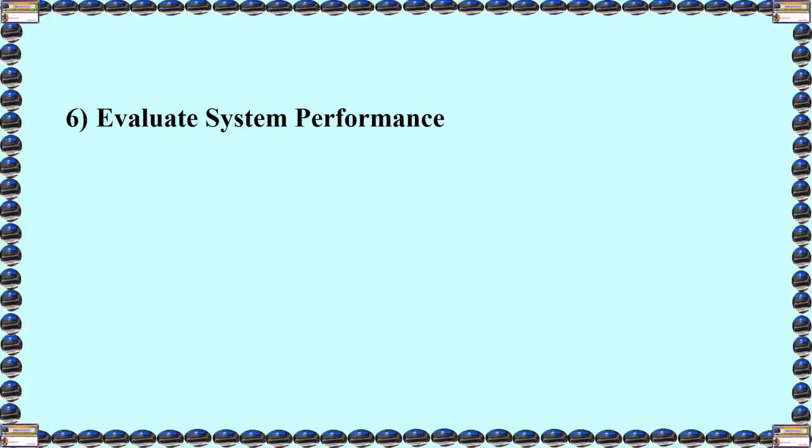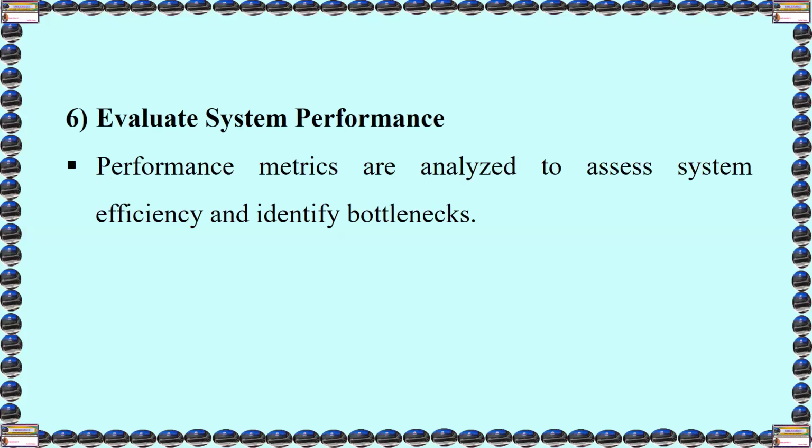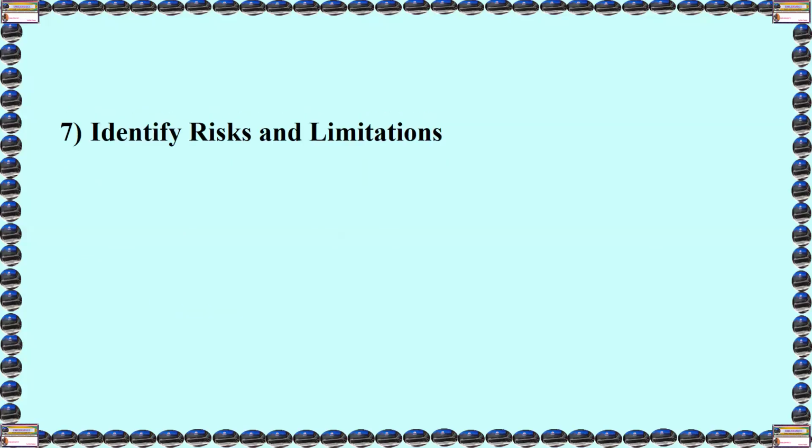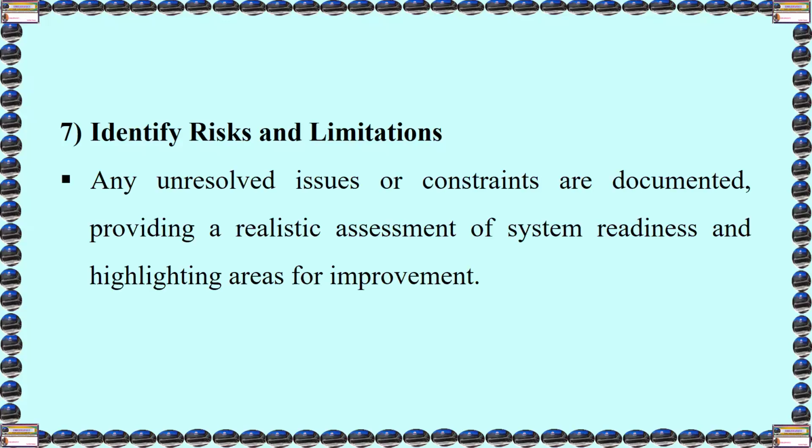Number 6 is evaluate system performance. Performance metrics are analyzed to assess system efficiency and identify bottlenecks. This step ensures that the system meets performance requirements. Number 7 is identify risks and limitations. Any unresolved issues or complaints are documented, providing a realistic assessment of system readiness and highlighting areas for improvement.